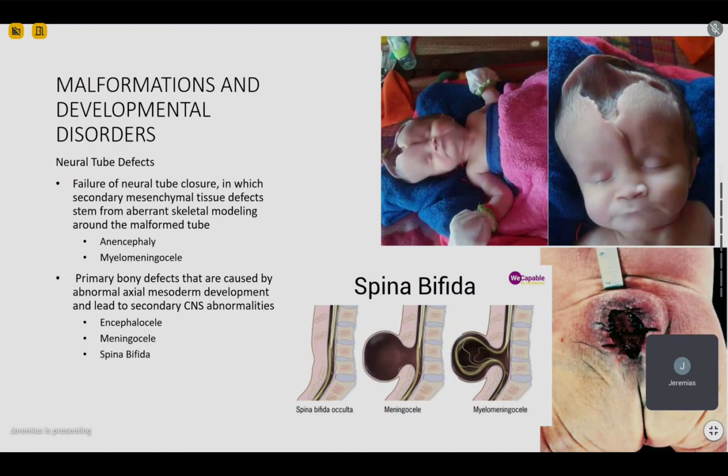No CNS tissue involved, only meninges. And then the spina bifida occulta, considered as the most common neural tube defect, may be an asymptomatic bony defect or maybe a severe malformation with a flattened disorganized segment of spinal cord associated with overlying meningeal outpouching.